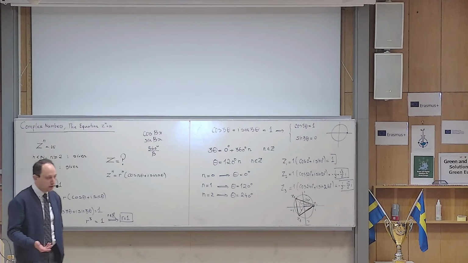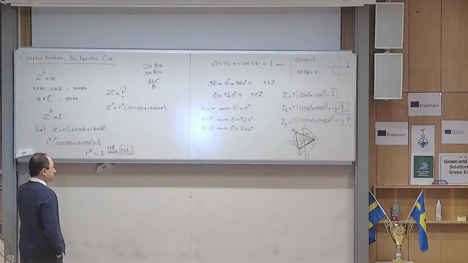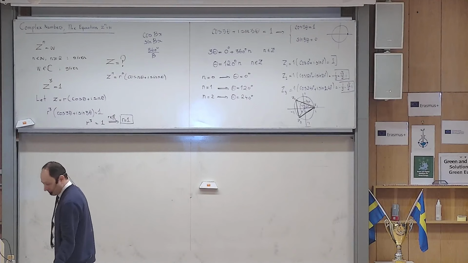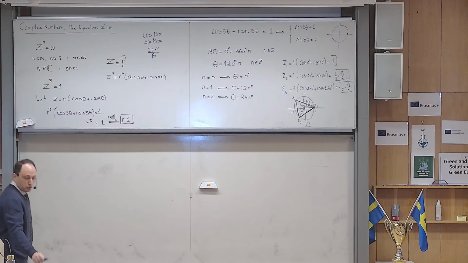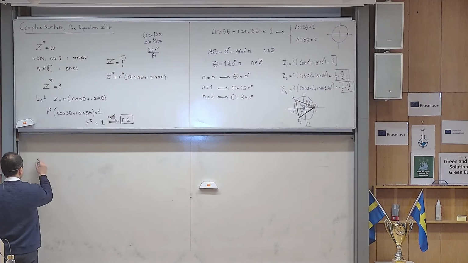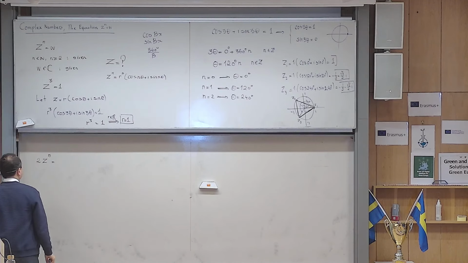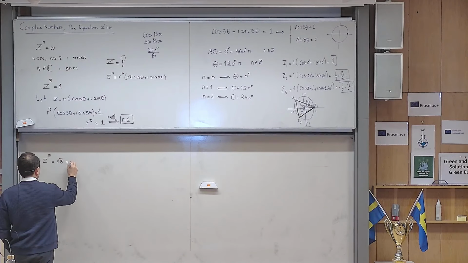Okay, so let us solve another example. So for example, let me write 2z^5 is equal to, let us say, square root of 3 plus i.